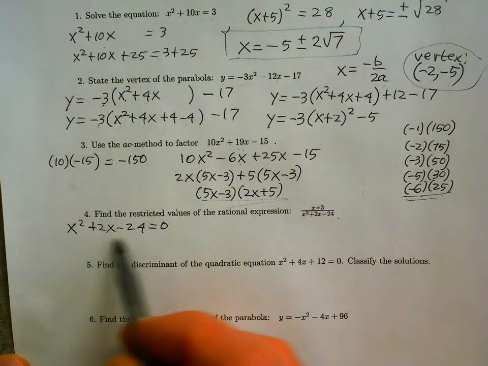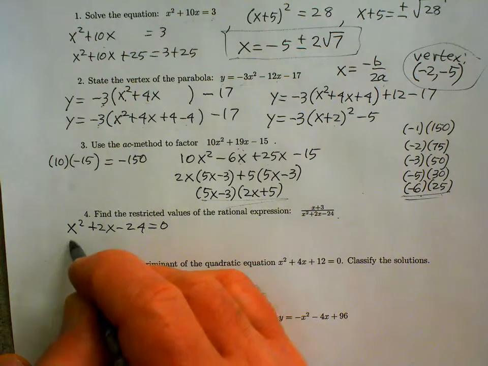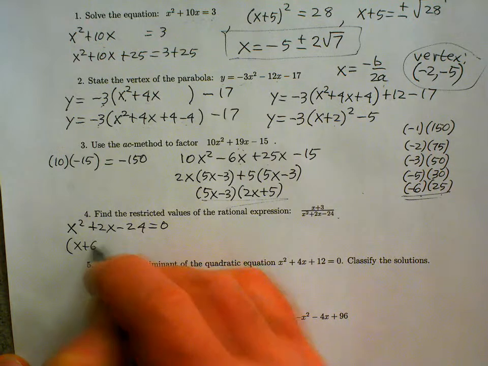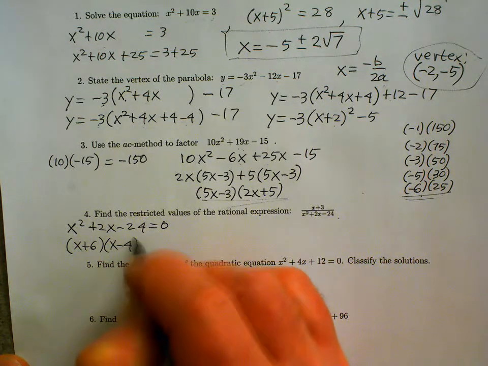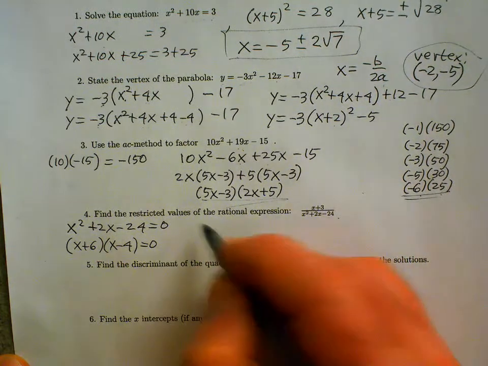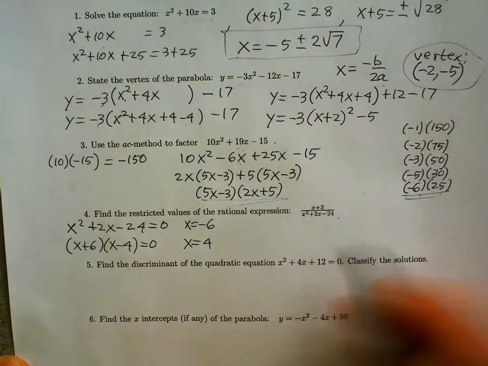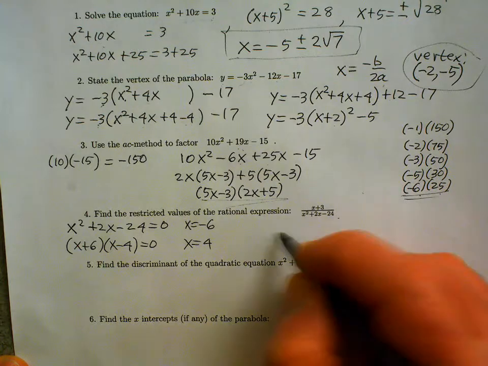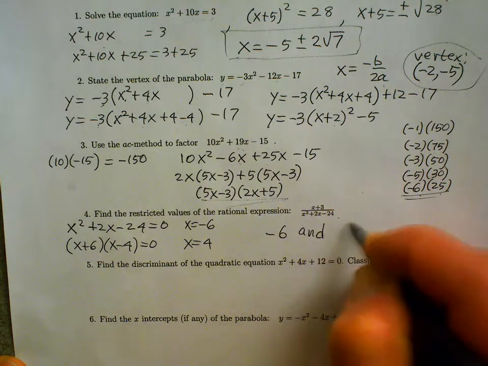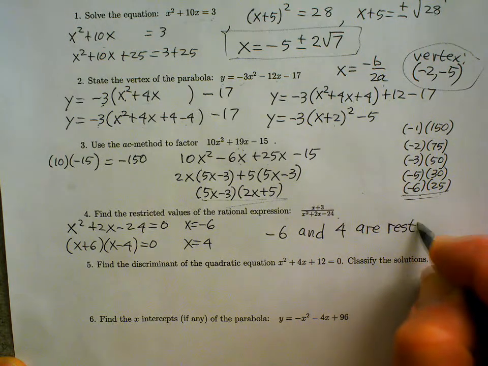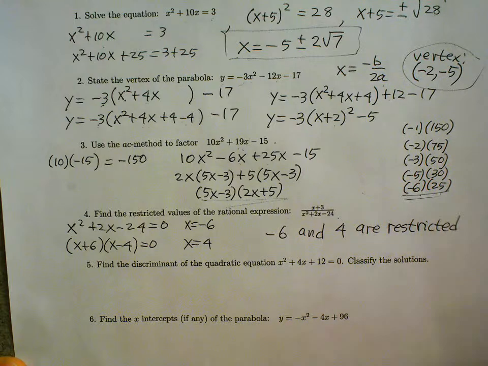And we can solve this one by factoring. The two factors are x plus 6 and x minus 4. The solutions to the equation are -6 and positive 4. So those are the restricted values. -6 and positive 4 are restricted. That means they are not permitted to be used in that rational expression.